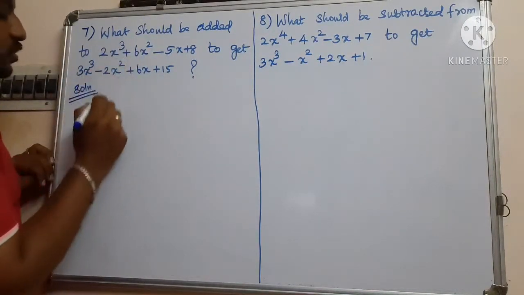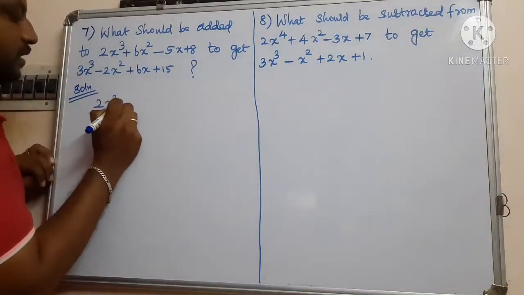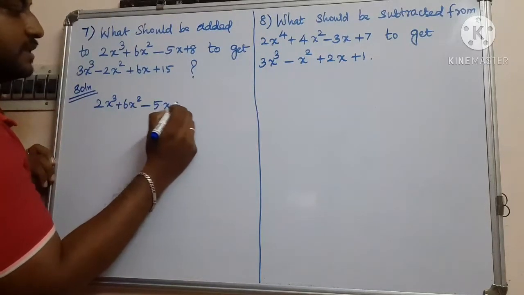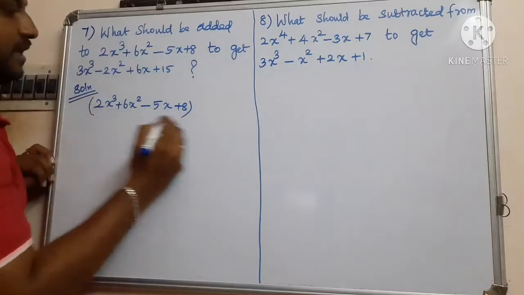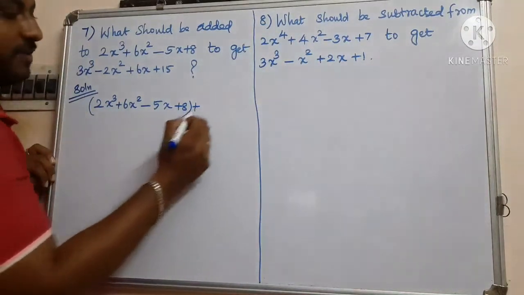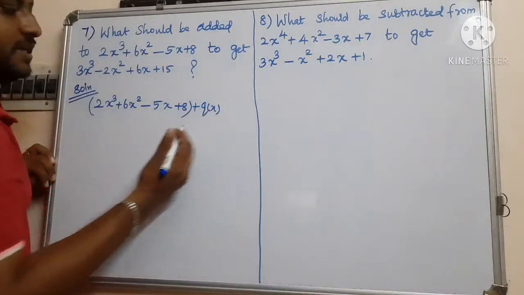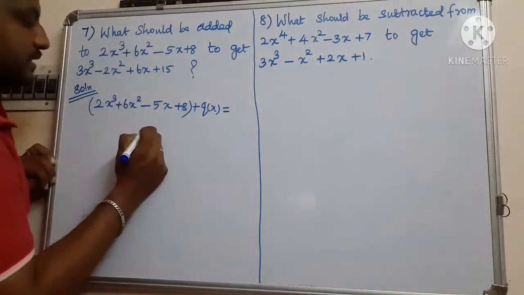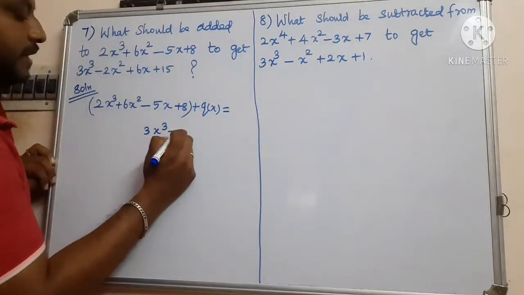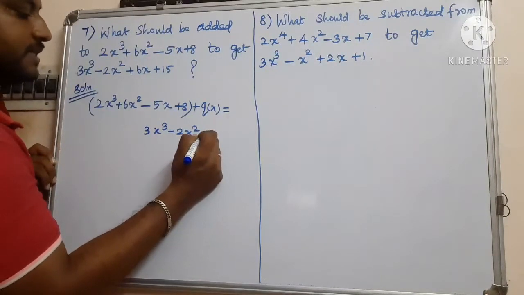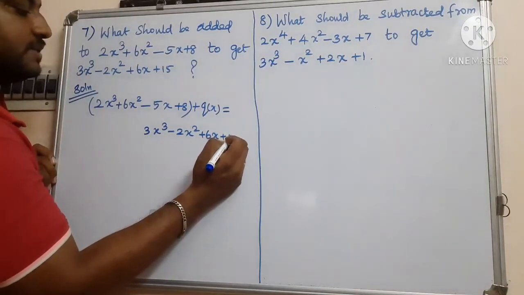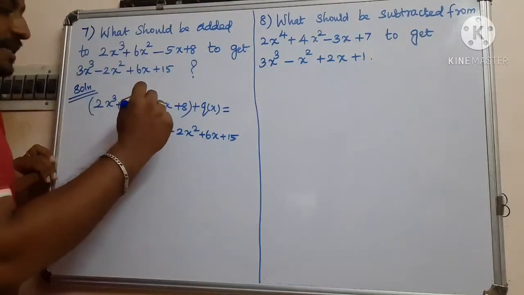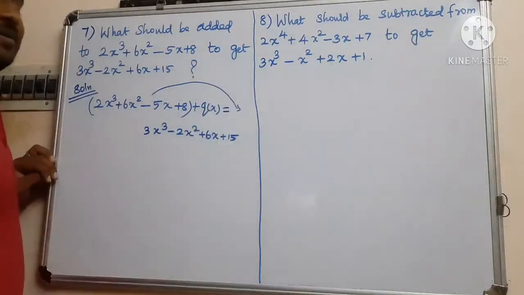Solution. So the first polynomial is 2x cube plus 6x square minus 5x plus 8. This is one polynomial. We have to add some polynomial, that is q of x. We just take q of x as the unknown polynomial. If the answer is 3x cube minus 2x square plus 6x plus 15, now we have to find out q of x. So this polynomial should be shifted over to the other side.